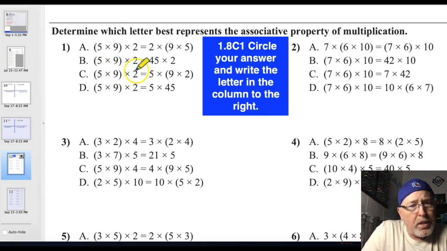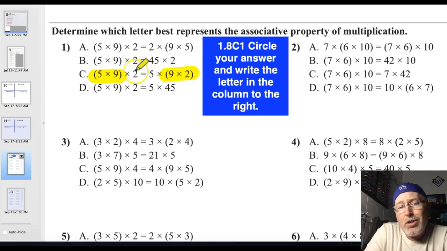So 5 times 9 times 2 is 5 times 9 times 2. I think this is it, but let me just check the grouping. 5 times 9 times 2, 5 times 9 times 2. Let me check the order. 5, 9, 2, 5, 9, 2. This is it right here. You see how they've changed the grouping, but they haven't changed the order of the numbers.